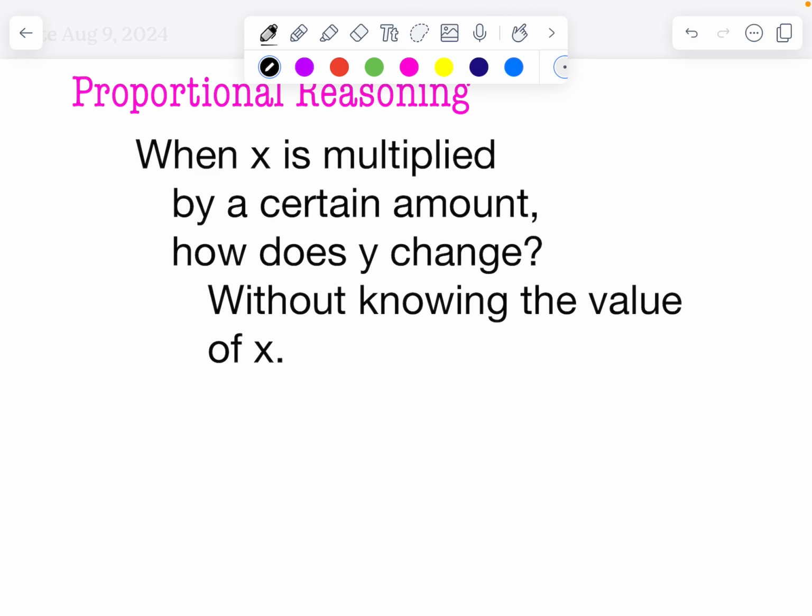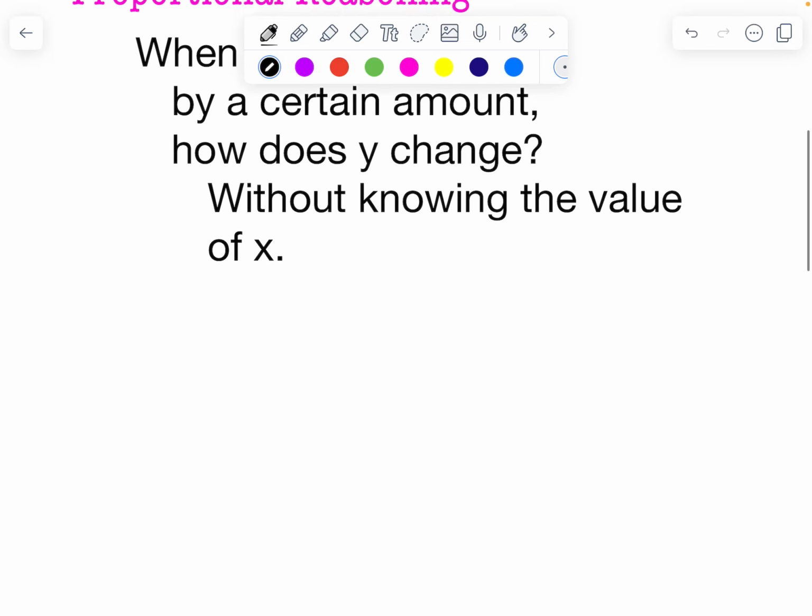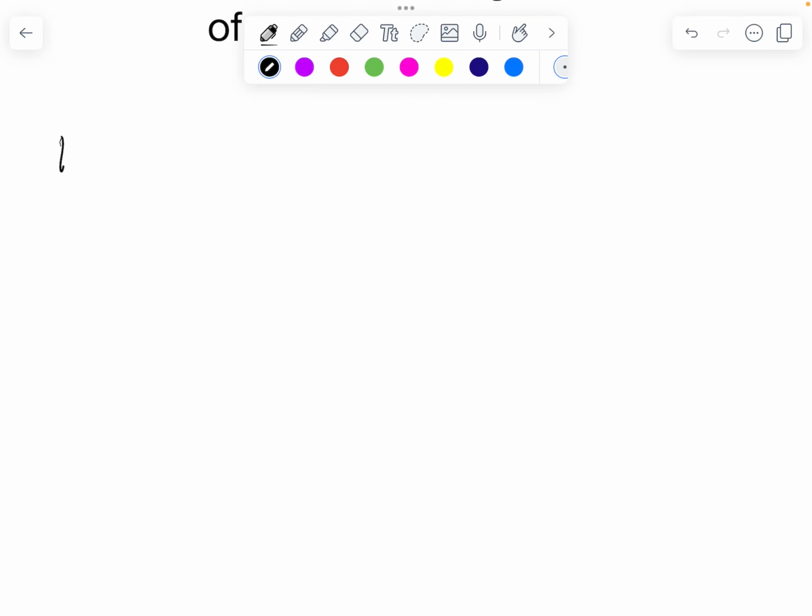Proportional reasoning is the type of thinking where you try to figure out how multiplying one variable in an equation affects another. And you're trying to do this without knowing the original value of the variable. We're going to think about this by looking at two examples.